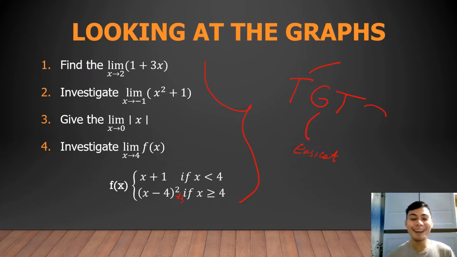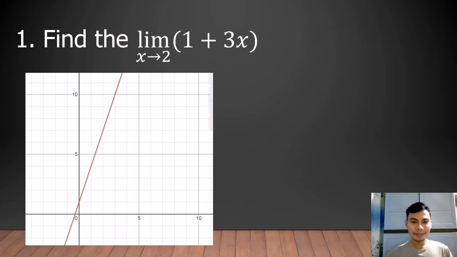Right? That's the only skill we will use, if it's given. But if not, I would go back to a table of values if I don't know the theorems yet. Okay? Table of values. So, for example, find the limit of 1 plus 3x as x approaches 2.